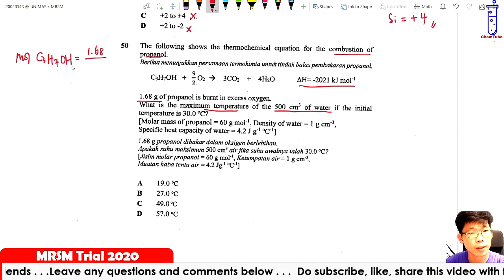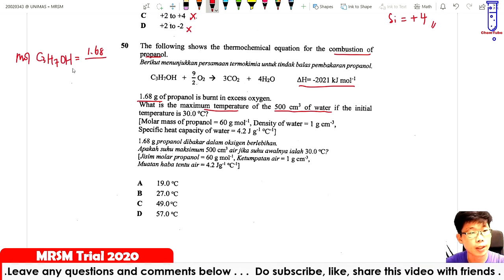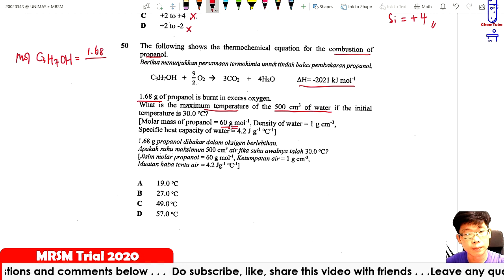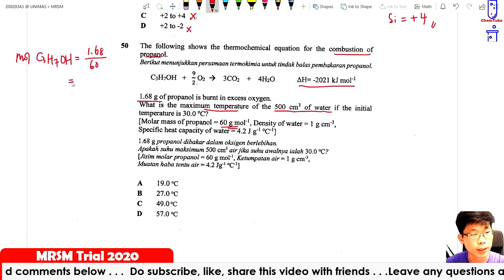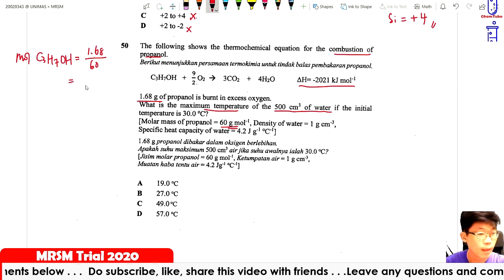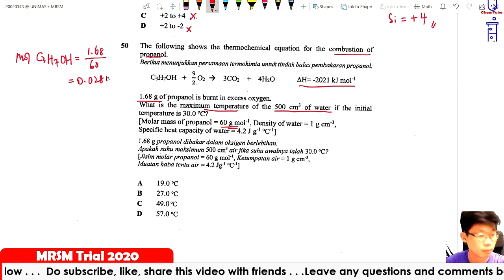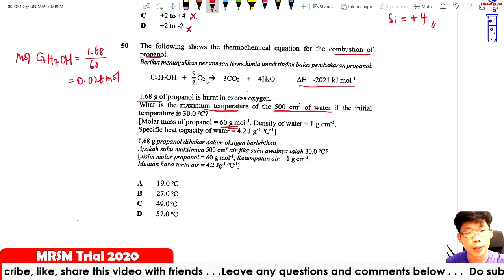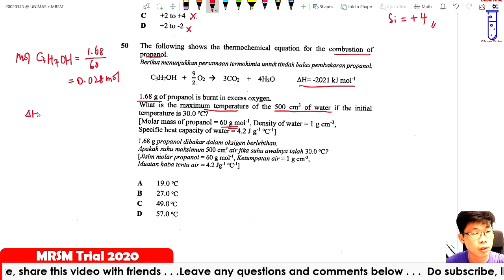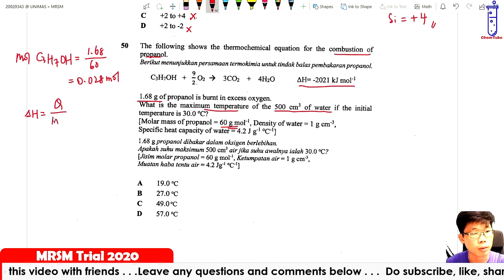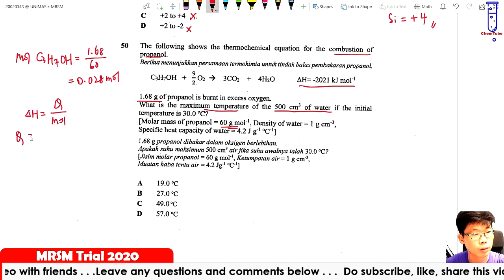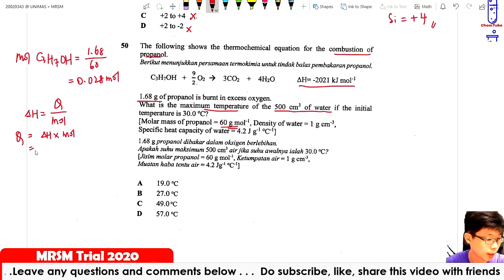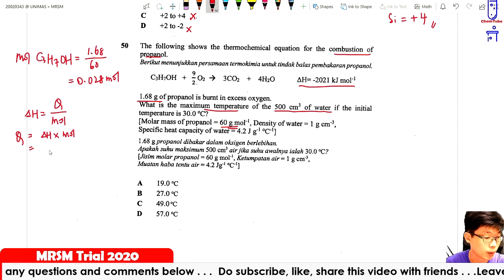Molar mass for the propanol, we total up. It is already given, so 60. So 1.68 over 60, you will get the mole is 0.028 mole. Then we have the mole, and we have the delta H. So delta H equals Q over the mole. So the Q would be delta H times the mole.